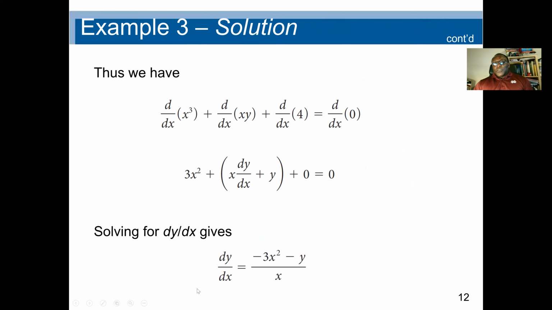So we do our transformation of the formula, open the parentheses, 3x squared goes to the right side of the equal sign, it becomes negative. 0, we take it out. y also is positive. When you cross the equal sign, it becomes negative. x is multiplied by dy/dx. So when you cross the equal sign, it's going to divide. So finally, our derivative dy/dx will be negative 3x squared minus y over x.